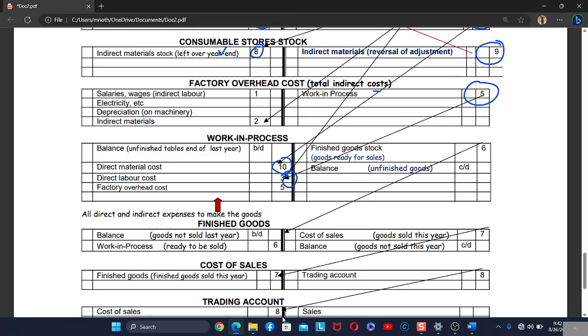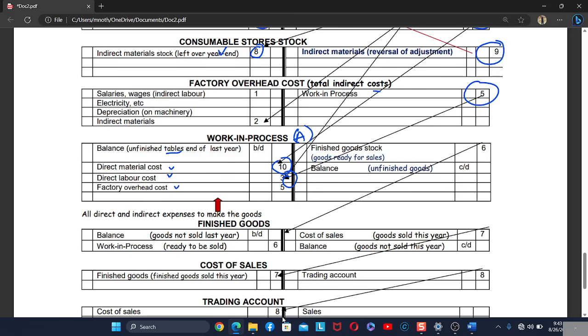So in the work in process, like I said, this one is an asset, right? Work in process. So the balance brought down is the opening balance of the unfinished products. For example, here they say tables, because this business is one that manufactures tables. Okay, so it can be any unfinished product. And then we have the direct material cost, direct labor cost, and the factory overheads cost.